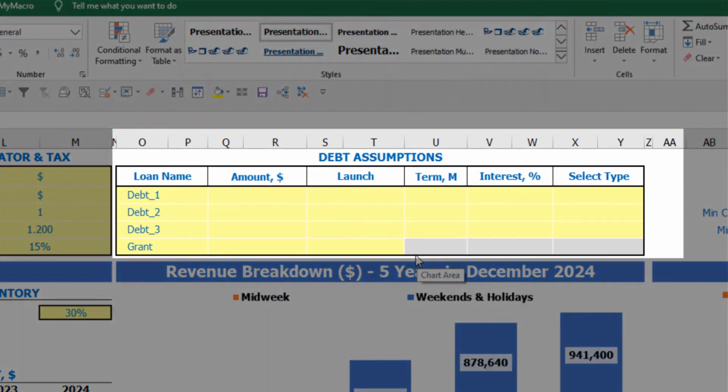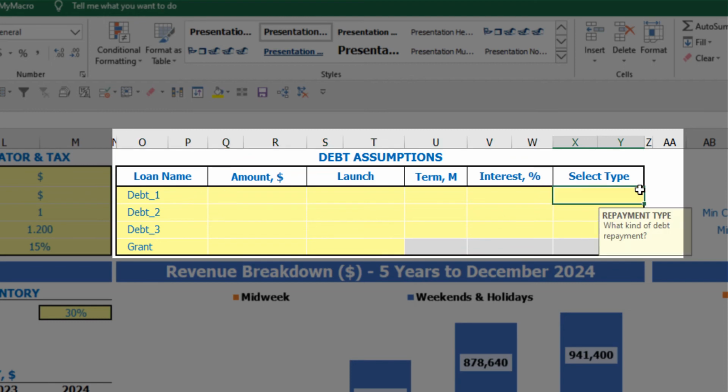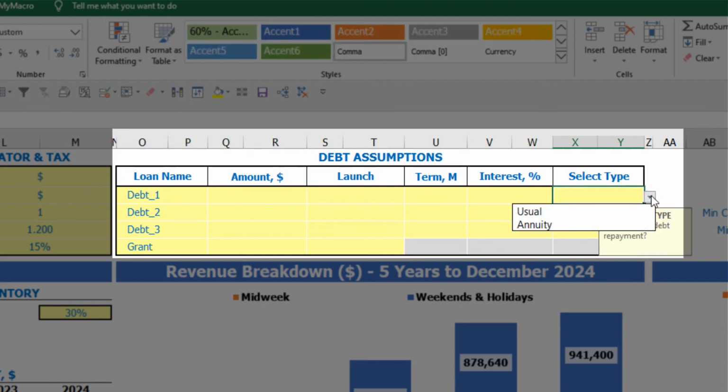Also on the top of the dashboard you have debt assumptions. Let me show you how it works. For each debt you are able to select the debt type. There are 2 debt types in the model, which are annuity and usual. Annuity means that each monthly payment, which consists of your debt repayment plus interest expenses, will be equal each month.